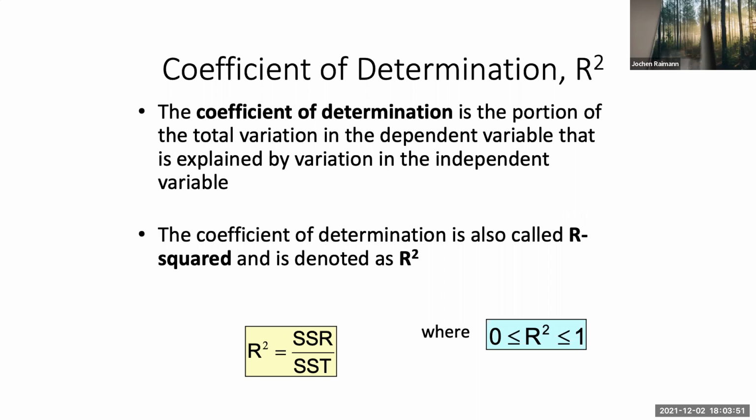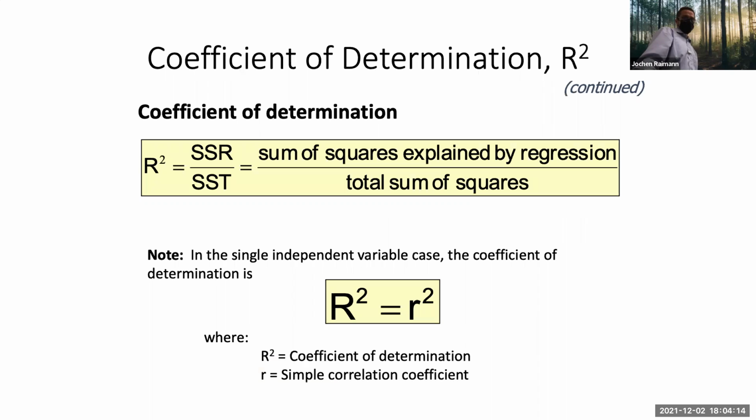And this will now be a value between 0 and 1. And this is essentially your R squared. And this is how much variation does your model explain? That's the definition. It is quantification of the explanatory capabilities of your model. So it's sum of squares explained by regression divided by total sum of squares.